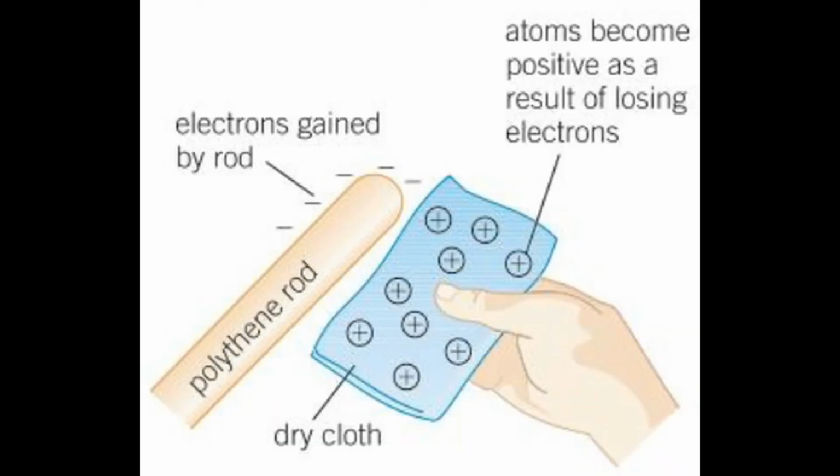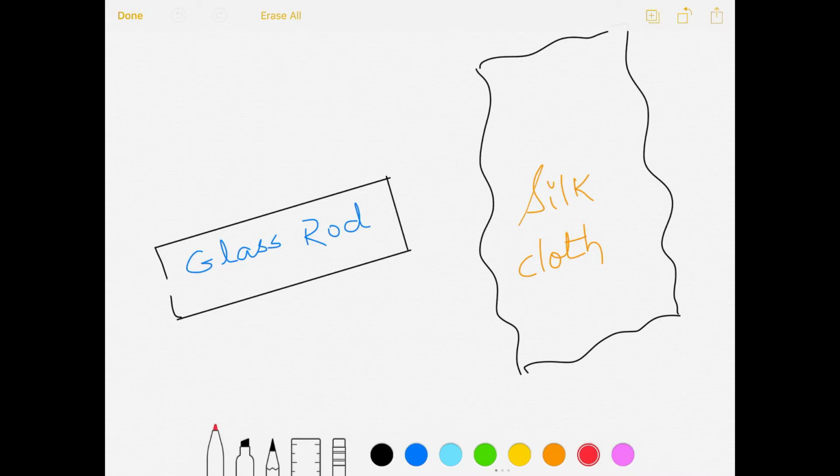As you can see here, positive and negative charges are gathered or collected on the surfaces of the materials. Now let us take an example. When you rub a glass rod with a silk cloth, then electrons travel from the glass rod to the silk cloth. That is how the glass rod becomes positively charged and the silk cloth becomes negatively charged.